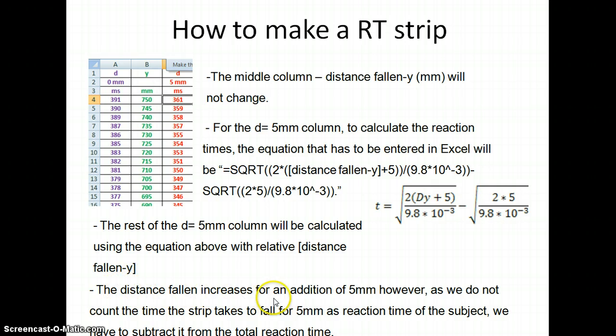The distance fallen increased by an additional 5 millimeters. However, as we do not count the time the strip takes to fall 5 millimeters as the reaction time of the subject, we have to subtract it from the total time. From that, we can enter this equation in Excel, and we can calculate the whole column for 5 millimeters.